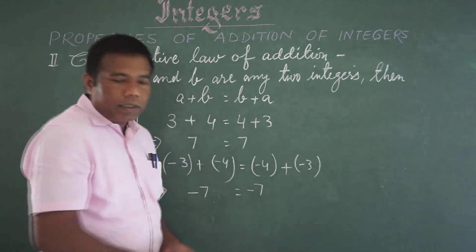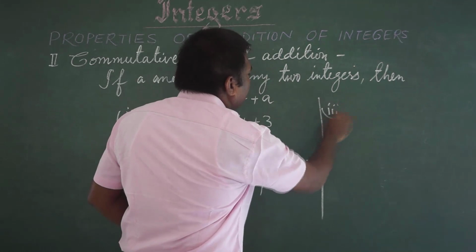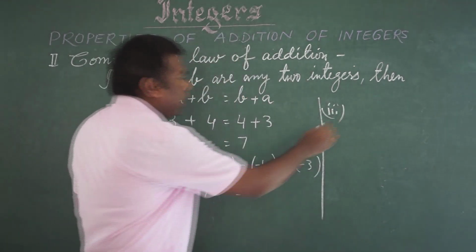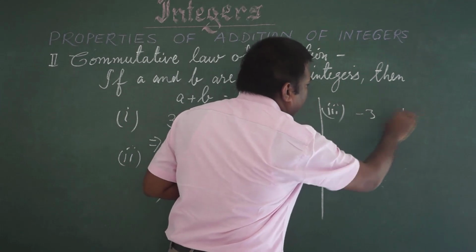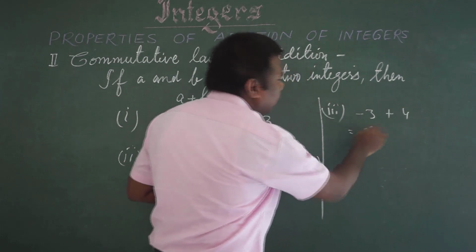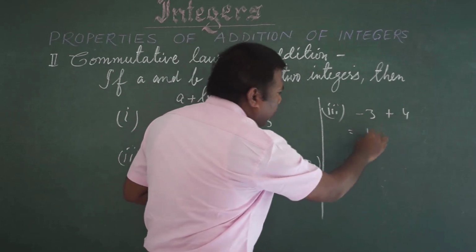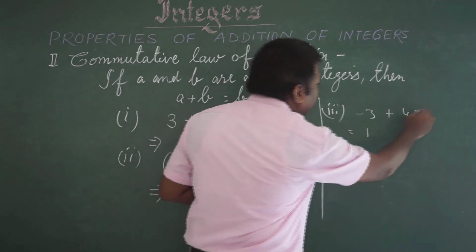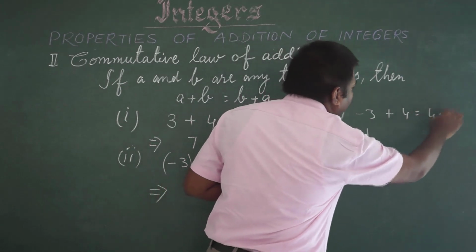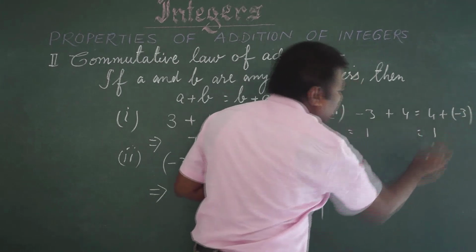Next example you can see. Suppose one is negative, one is positive again. Suppose minus 3 and plus 4 if you are taking. So what will you get? Minus 3 plus 4, you will get 1. And the same numbers can be written as 4 plus minus 3. The same will come, 1.